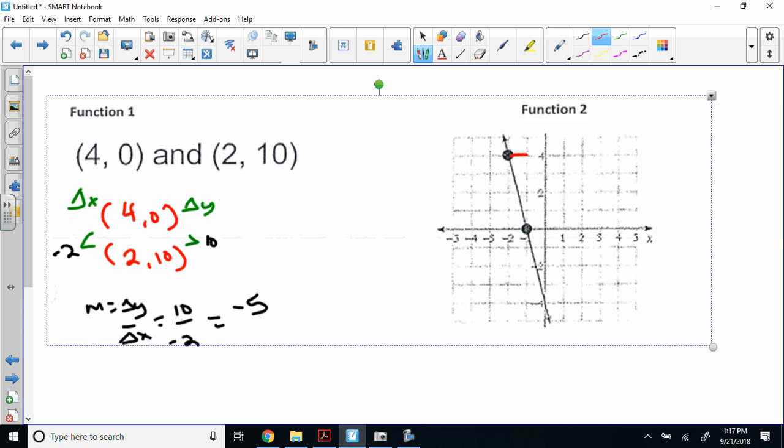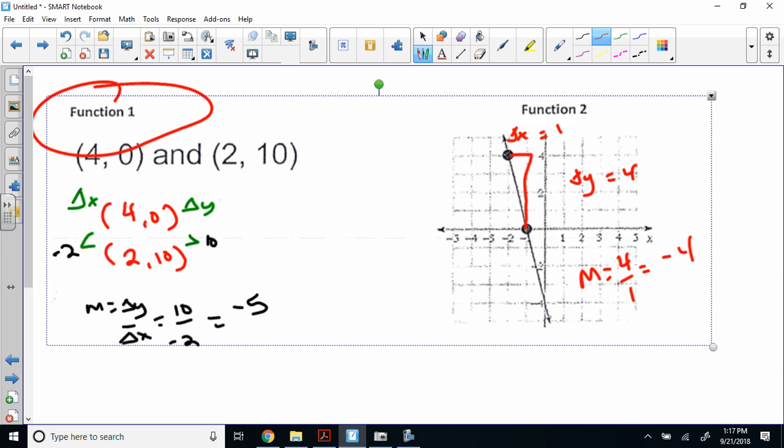Now, let's look at this one. When you have 2 points on a graph, all you're doing is drawing a triangle. You're going over to where the vertical portion of that other one intersects. So we're counting 1, 2, 3, 4, and then 1. So the slope on this one's 4 over 1. It is negative because it's going downhill, so it's negative 4. So which one's greater? Function 1. Ladies and gentlemen, any questions?